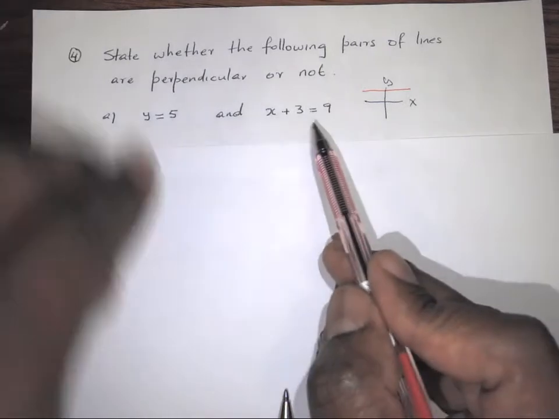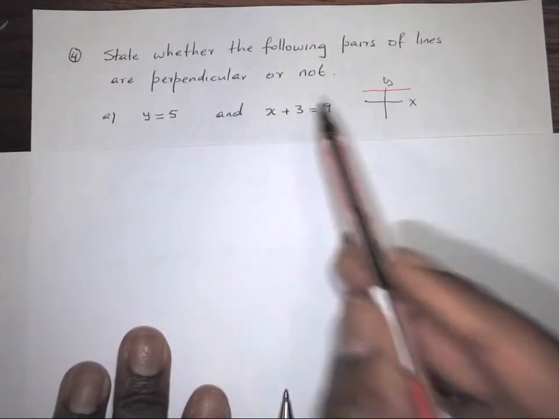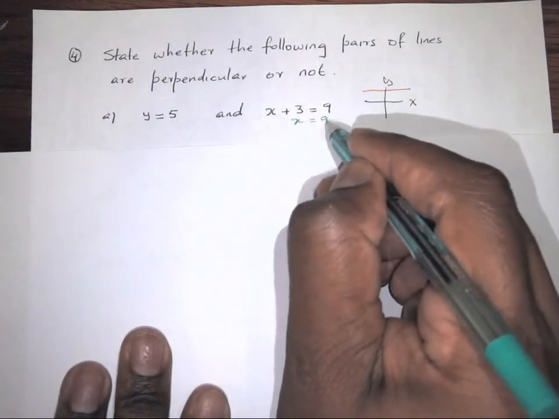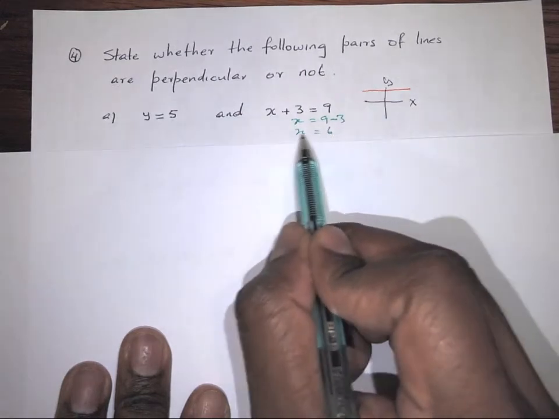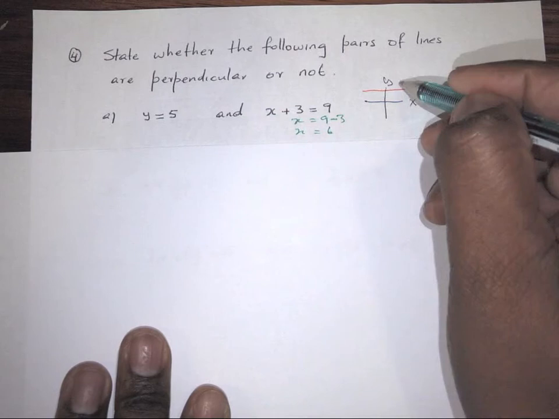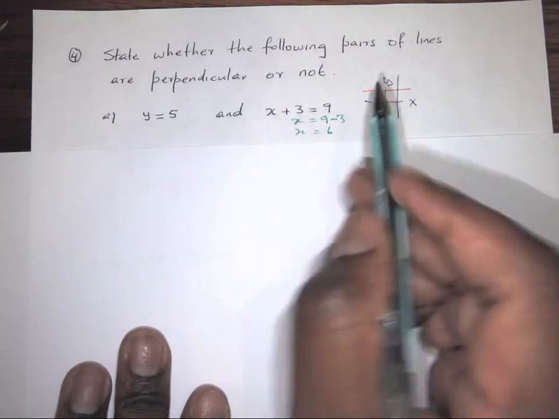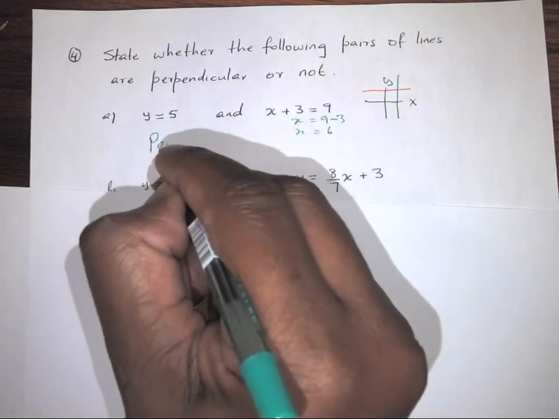Right? So this one is x plus 3 is 9. This x only. Sort this. If I sort this, I get x is equals to 9. Take this across, it's minus 3. So x is equals to 6. If I were to draw this line, it will only cut the x-axis at 6. It will go like this. So these two lines are perpendicular. So here, our answer will say they are perpendicular.